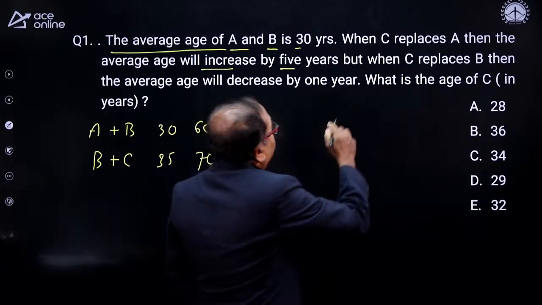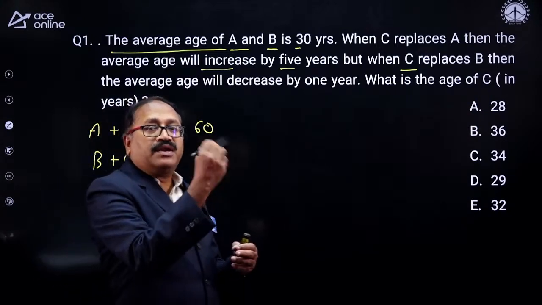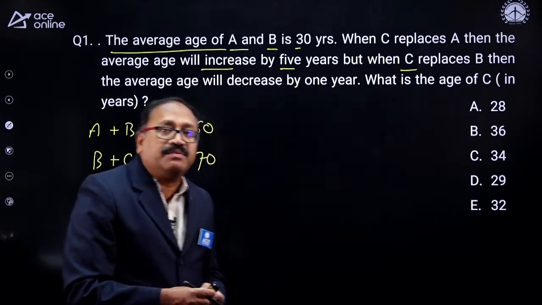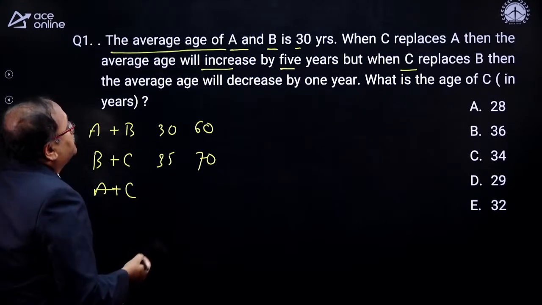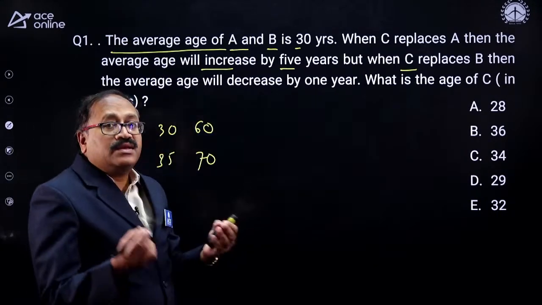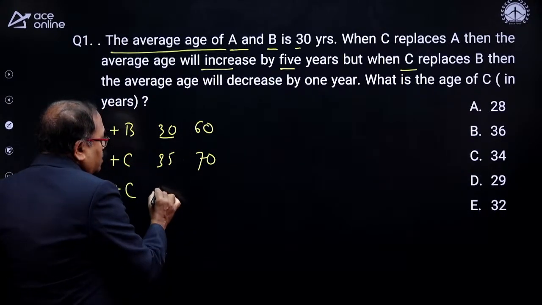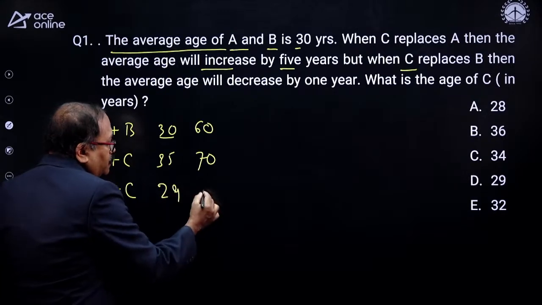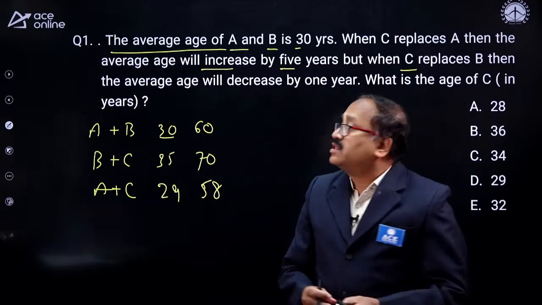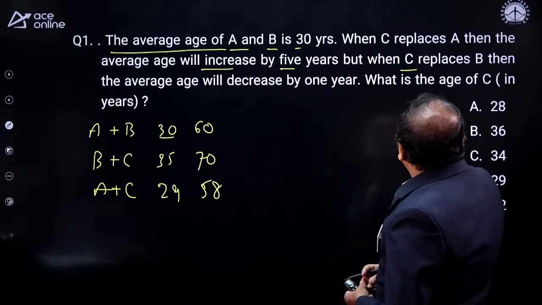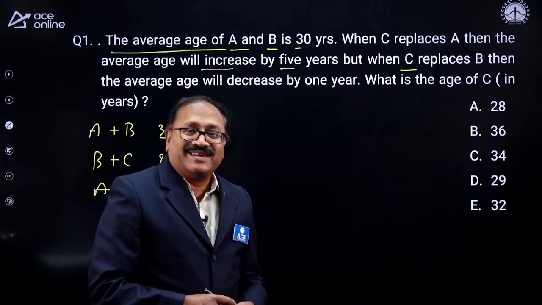And one more condition is there, when C replaces B. So B is out and C is in, that means A and C. In the third case we have A and C, and the average decreases by 1. That means the average initially was 30, so it will be 29 and the total is 58. This information is there in the question. Now it asks, what is the age of C?